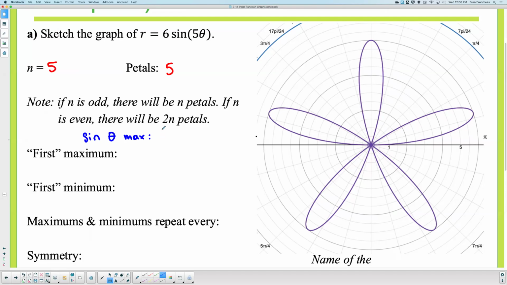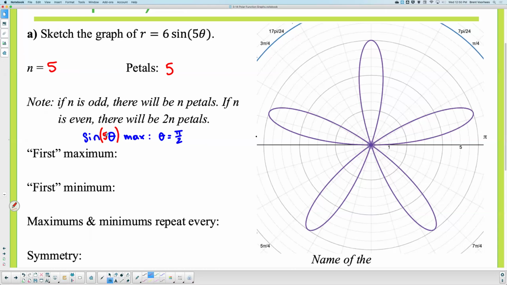At pi over 2. Perfect. You knew that really well. Pi over 2. Now this problem does not just say sine. It had, ignore the 6 for a moment, or actually I'll put the 6. It had a 5 in there. That's the transformation. The transformation is the 5. Actually, I'll erase the 6 so we don't get confused on the 6.